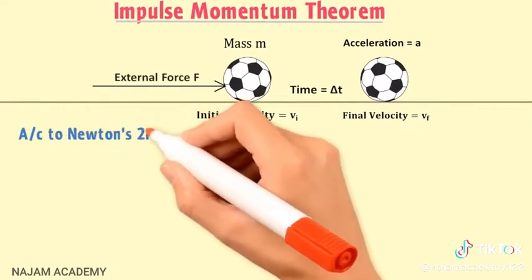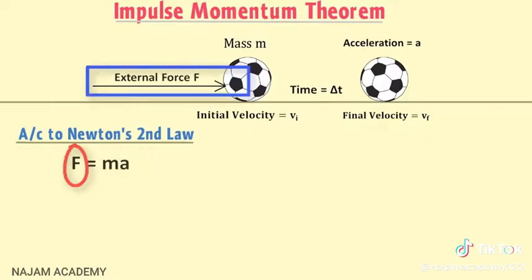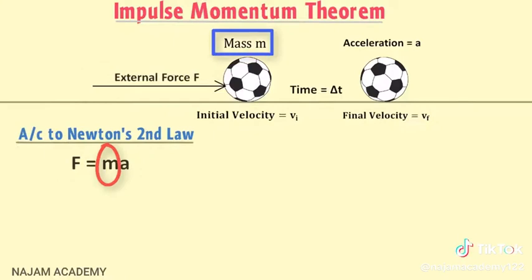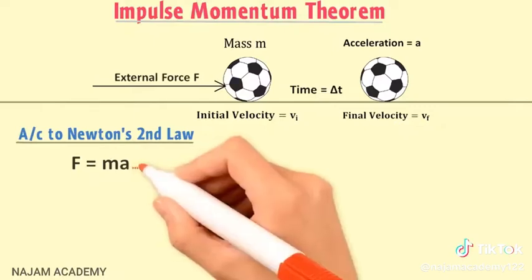Now, according to Newton's second law, F is equal to ma. You may ask why I am stating Newton's second law here. It is because Newton's second law gives us this relationship between force, mass and acceleration. That is why I write F is equal to ma. Thus F is the force which is acting on the football, m is the mass of the football, and a is the acceleration which is produced in the football due to force F, or change in velocity. Let me call this equation number 1.